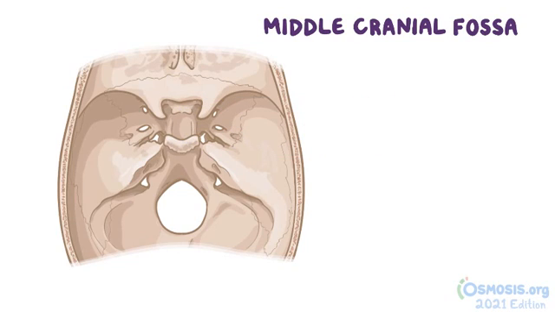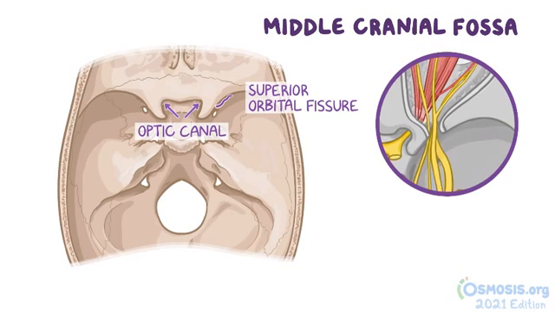Laterally, on each side of the tuberculum sellae, there's the optic canal and the superior orbital fissure, delimited by the lesser and greater wings of the sphenoid and opens anteriorly into the orbit.